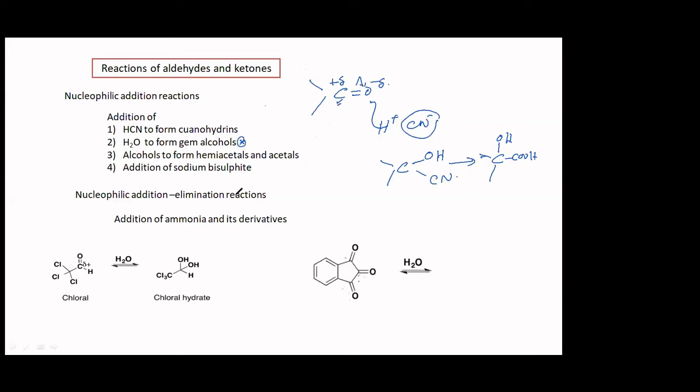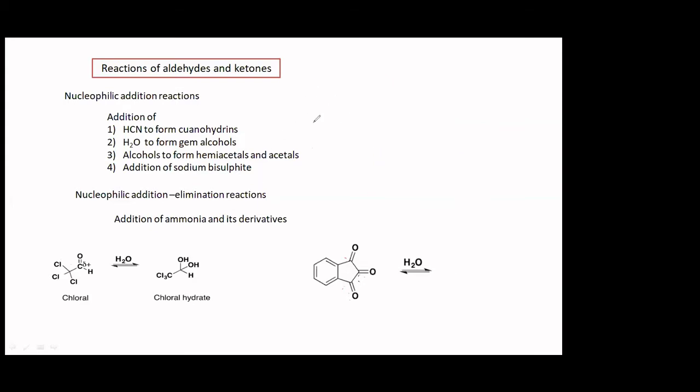This is also called the second one, addition of water. Gem diols are formed. Supposing you take any aldehyde, say CH3CHO, ketones are also going to react, but as I said, they will be less reactive than aldehydes, plus H2O. So you are going to get CH3CH, this is going to become OH, this is also going to become OH. This is called the hydrate of acetaldehyde. Another name given to this is hydrate.